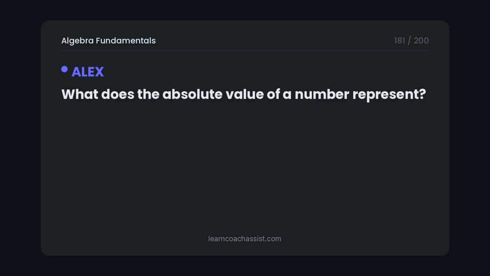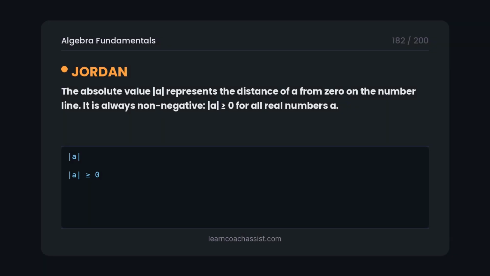What does the absolute value of a number represent? The absolute value |a| represents the distance of a from 0 on the number line. It is always non-negative, |a| greater than or equal to 0 for all real numbers a.